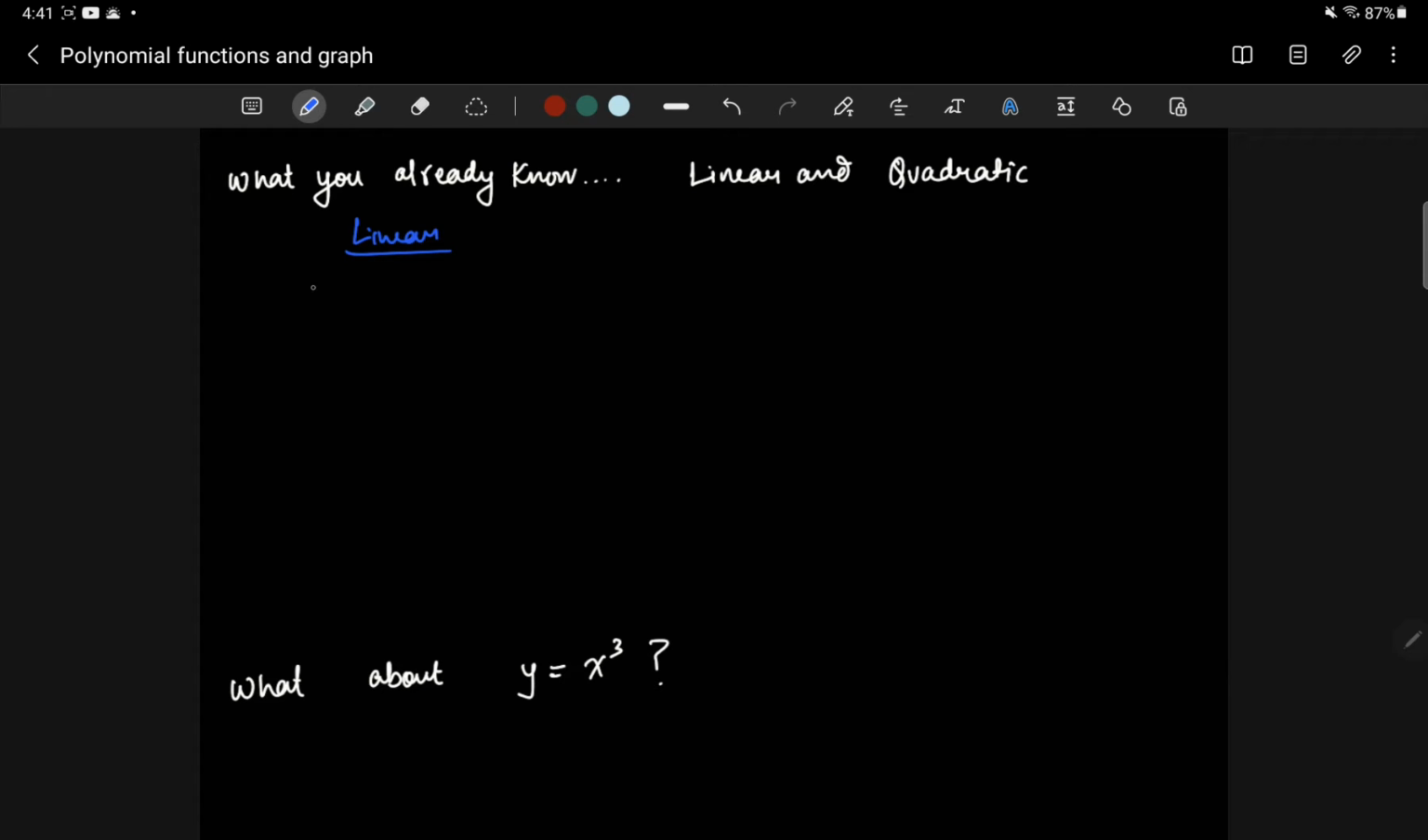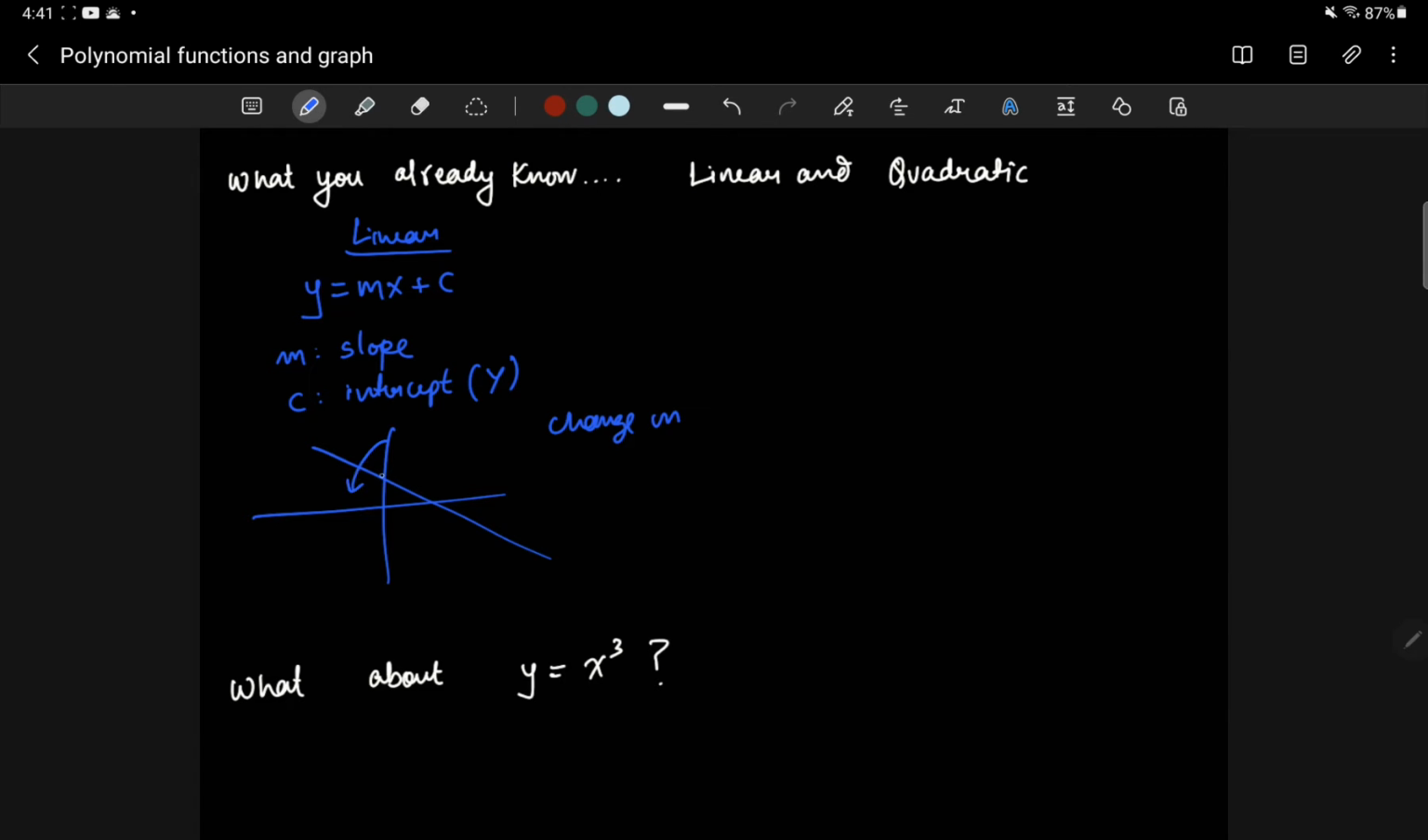Linear is usually characterized by mx plus c, where m is the slope and c is the intercept on the y-axis. So that any line, as you change m, the line rotates. As you change c, the line goes up and down. Okay, so there are two parameters that you can control.